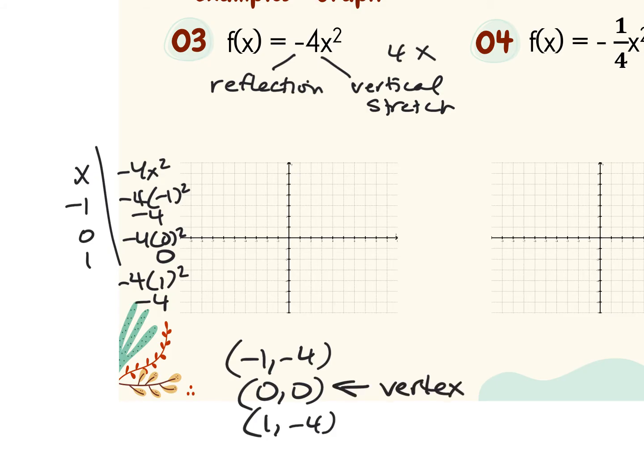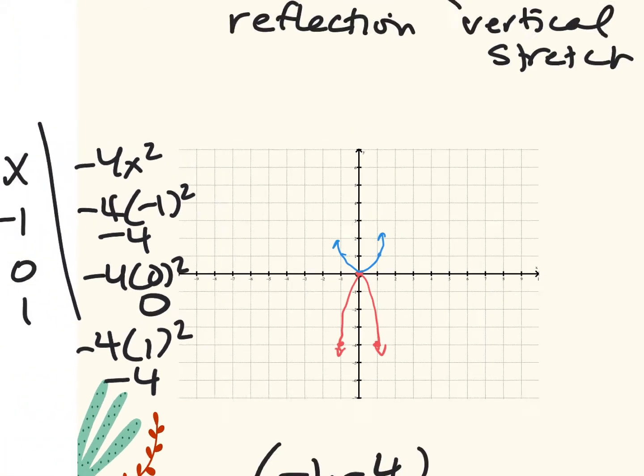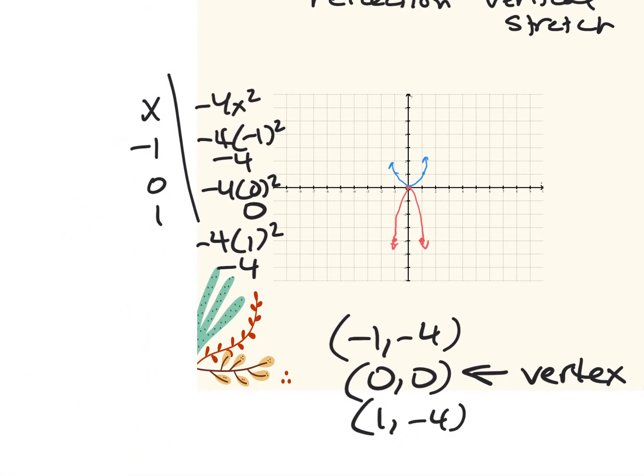And I can show you how we can get that as well with the -b/2a. So plot (0, 0). Do a different color. And then (-1, -4), and then here. And again, if you think about it, the parent would have been up here. And then the negative sign in front was the reflection. And then you also had to apply the stretch. So the final graph here is that red.